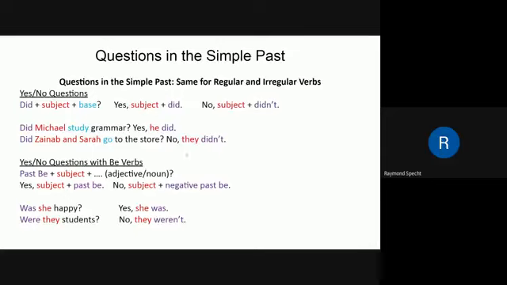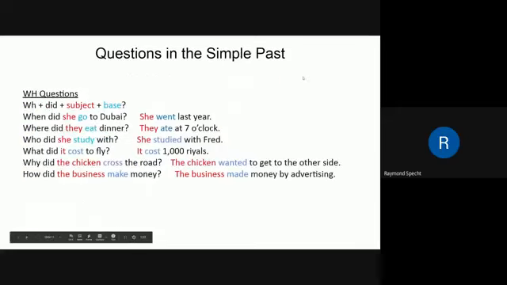Okay, good. Yes/no questions with be verbs: past be plus subject plus the adjective or noun. Yes, subject plus past be. No, subject plus negative past be. Was she happy? Yes, she was. Were they students? No, they weren't, or were not. All right, next slide. Okay, again, take 2 minutes, go through this, and then we'll go over it together.